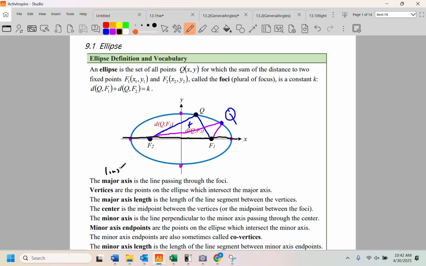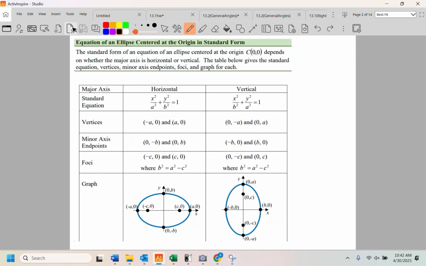Anyways, they got some concepts here. The length is the length of the line segment between the vertices. The center is the midpoint between the vertices, dead center of the ellipse. You have what's called a minor axis. It's the short axis. And stuff like that. That's the vocab on ellipses.